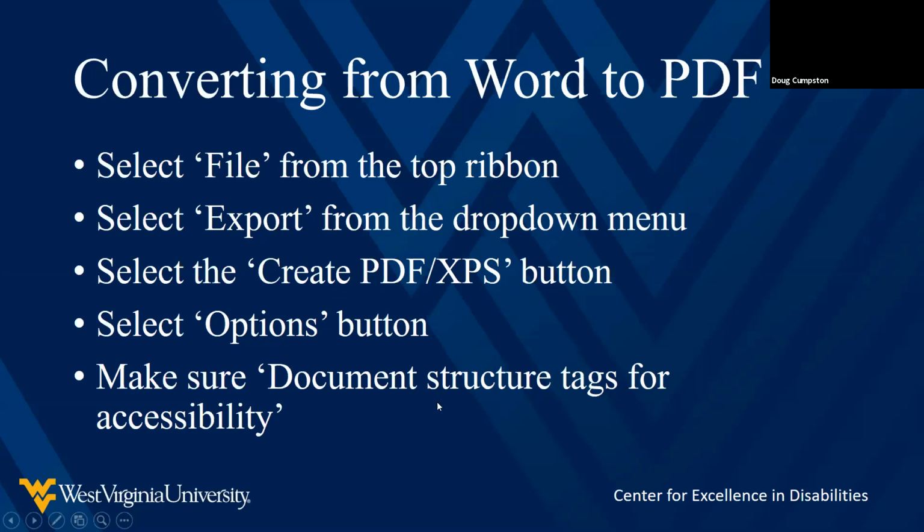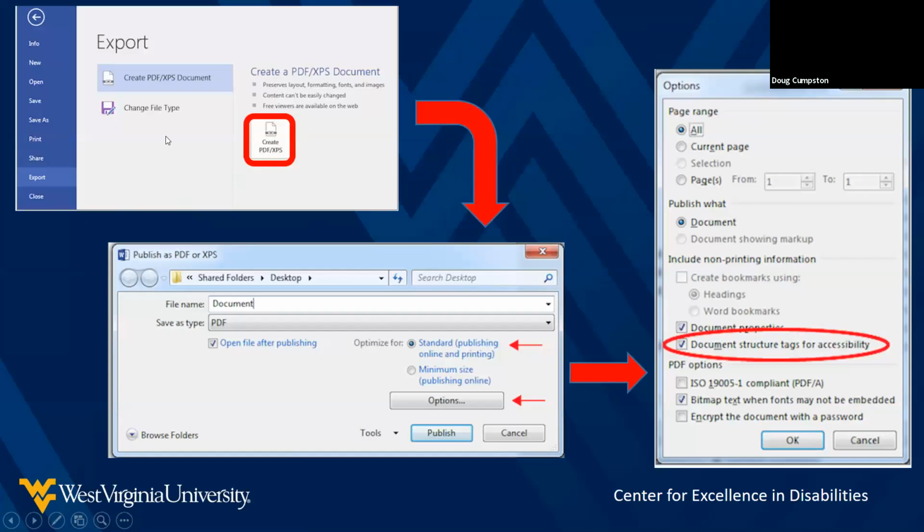Then the options will pop up, and you want to make sure that this box is checked: document structure tags for accessibility. Just make sure that's checked, and then you can export that to a PDF. So I'll show you the boxes, what they look like now.